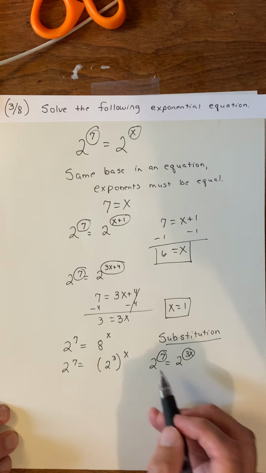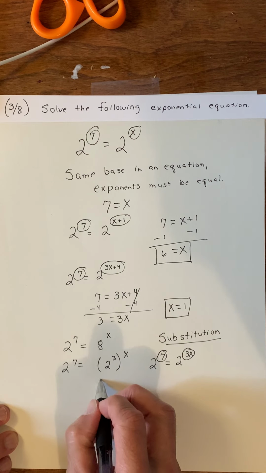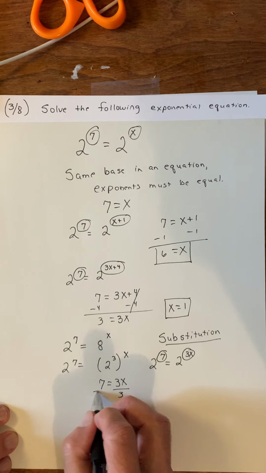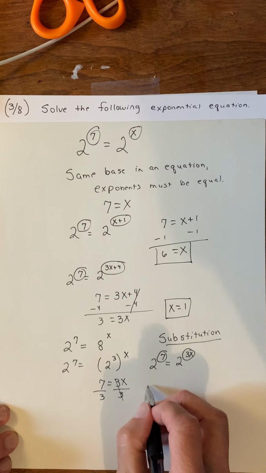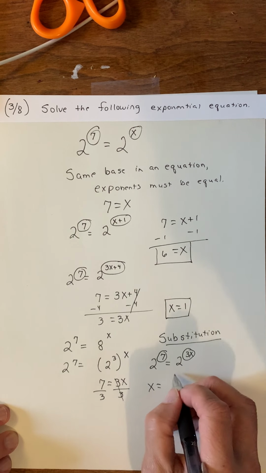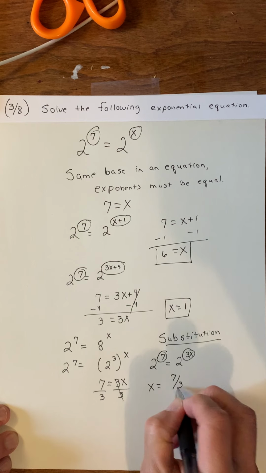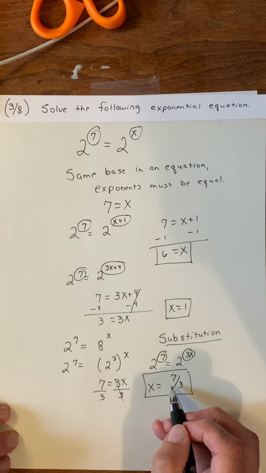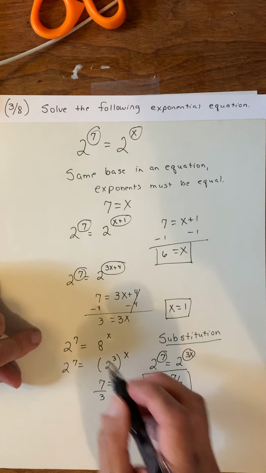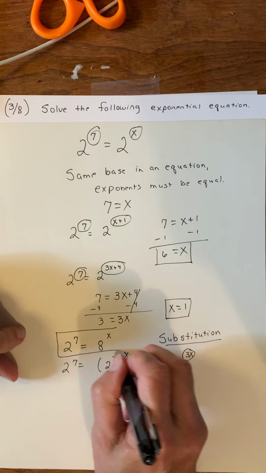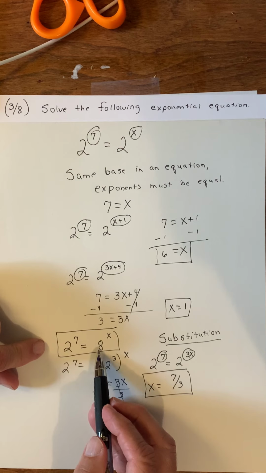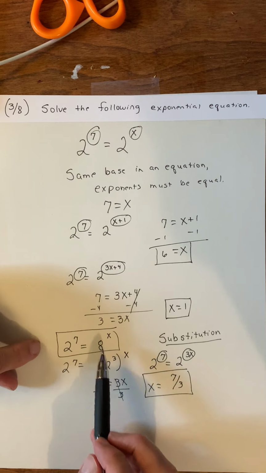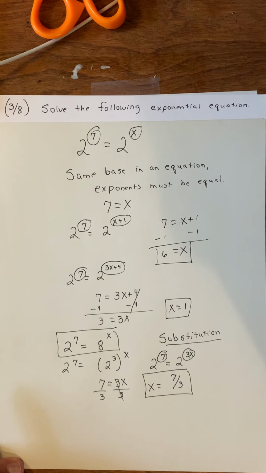Exponents must be equivalent. So 7 must equal 3x. Divide both sides by 3. X is 7/3. Now you have to admit this is not a solution that most of you would have come to if you just looked at an expression like this. Hey, 2 to the 7th equals 8 to the x. I'll bet you x is 7/3. Very few of you would come to that conclusion.